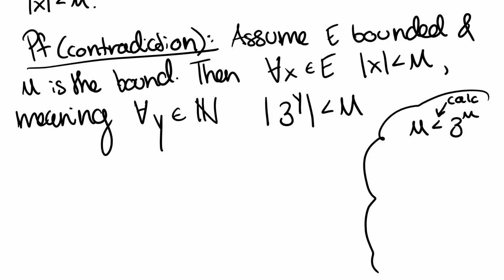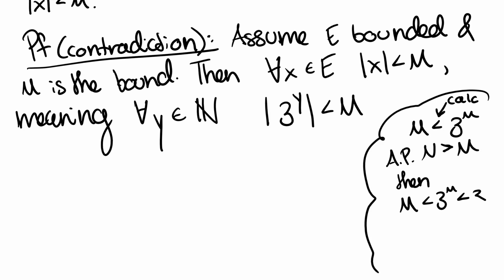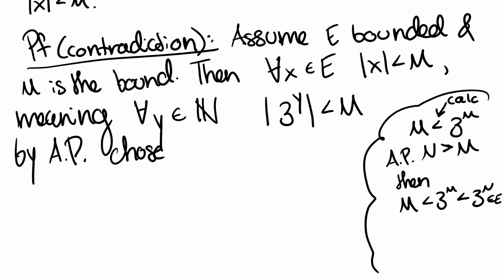Okay, so if I do AP to choose some n bigger than capital M, M is less than 3 to the m is less than 3 to the n. Boom, roasted, that's going to be an E. So you don't have to do the scratch work, but you could. Okay, so by AP, if you remember, I also give you the hint, you can always just use AP on your bound.